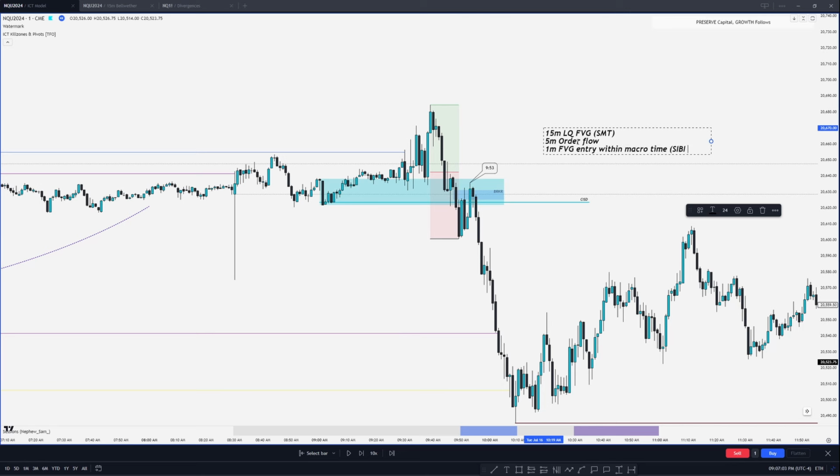And it's going to be a SIBI if you're short, BISI if bias is bullish. And then the two kinds of entries will either be discount or premium, or a breaker.